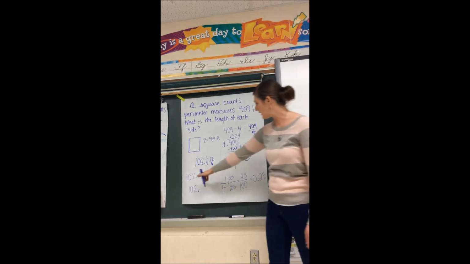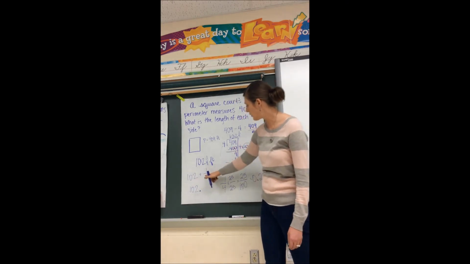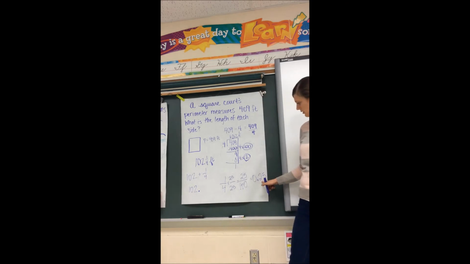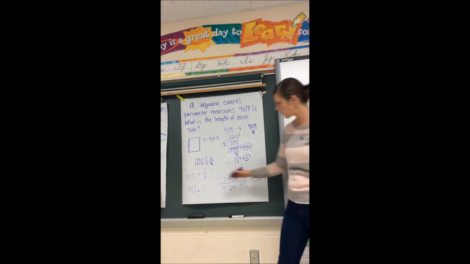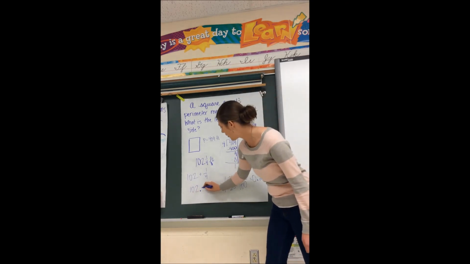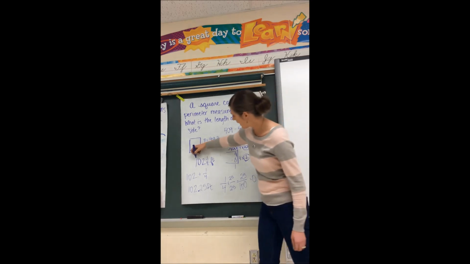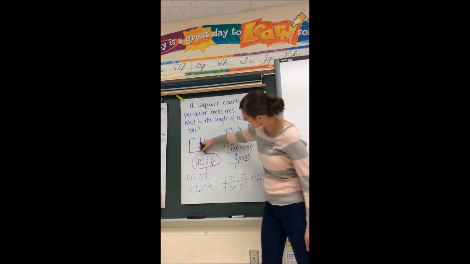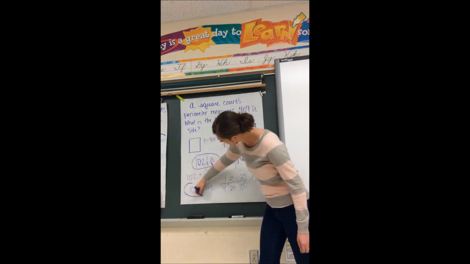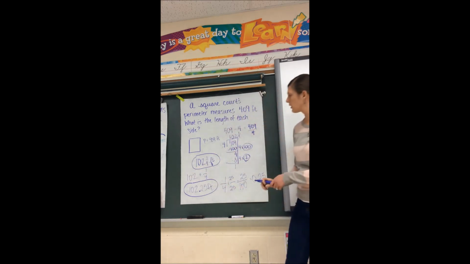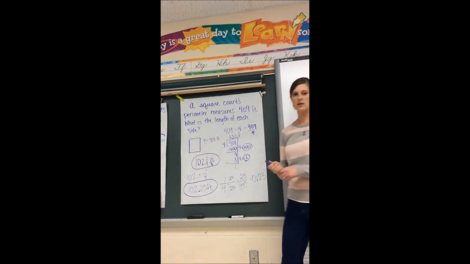So when we combine our whole number, 102, plus our 1/4, which is 0.25, we get 102.25 feet. So there we have written as a mixed number, as well as a decimal, the length of each side of our square.